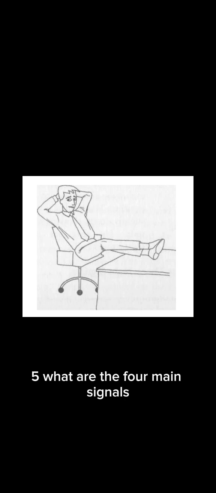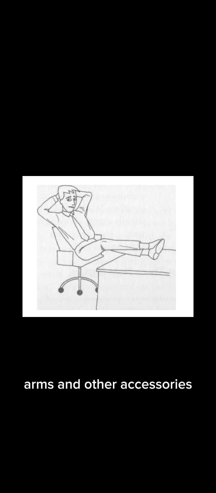5. What are the four main signals? Dominance, superiority, territoriality are evident here. The catapult shows a superior know-it-all attitude, and feet on desk shows a territorial claim to it. To further highlight his ego, he has a high-status chair with wheels, arms, and other accessories. He is also sitting in the defensive, competitive position.